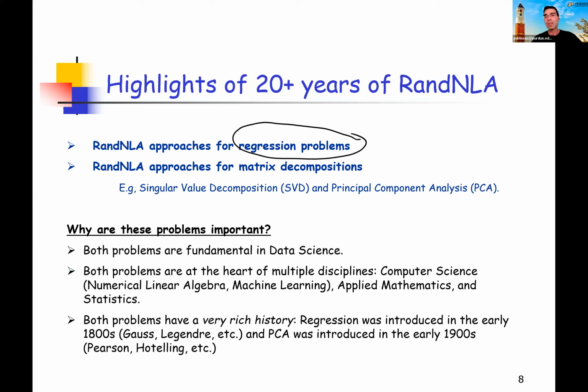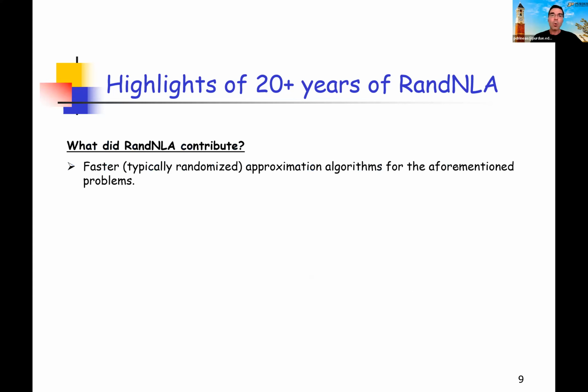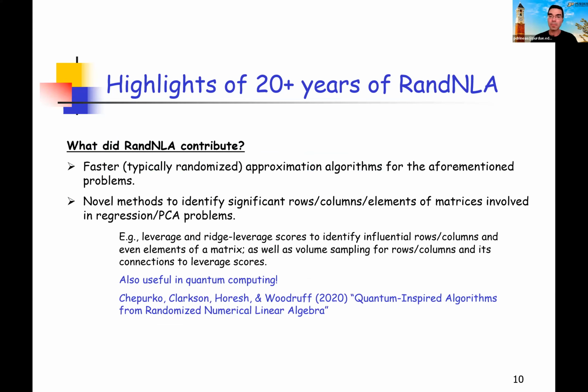And they've been used everywhere. So you move outside computer science, you talk to biologists, chemists, economists, engineers, they all know about regression, and many, many people know about principal components analysis as well. What did RandNLA contribute? Well, faster randomized approximation algorithms for the above problems.